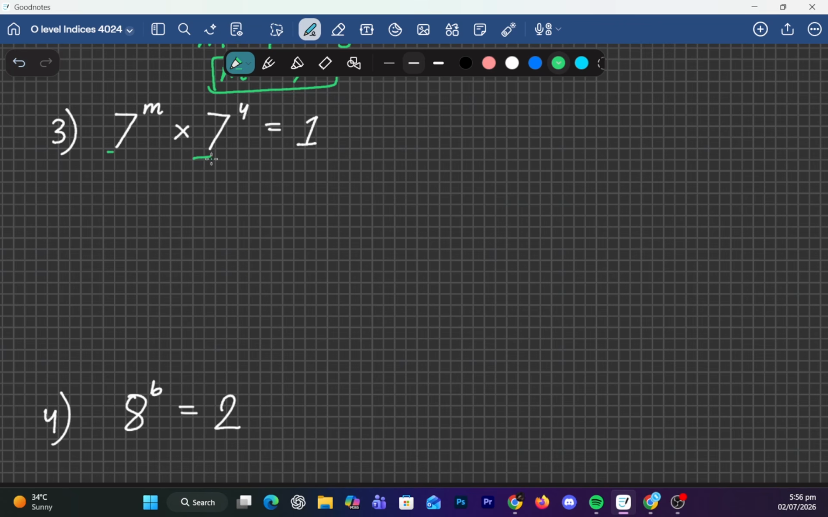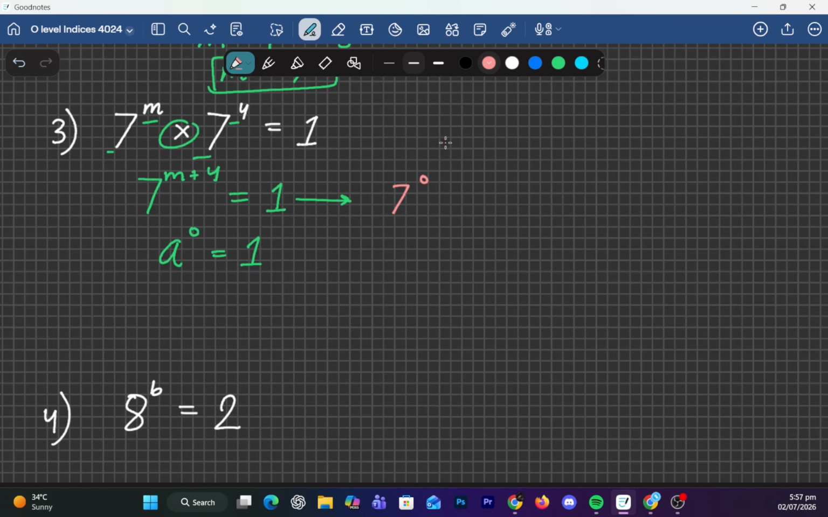We have the same bases but different powers with the multiplication sign. So we can write this as 7 to the power m plus 7 to the power m plus 4 is equal to 1. Now we can see that the other side does not have a 7 with powers, so that we can cancel. We have learned that anything to the power 0 is 1. So we can write in this place 7 to the power 0. 7 to the power 0 is also 1.